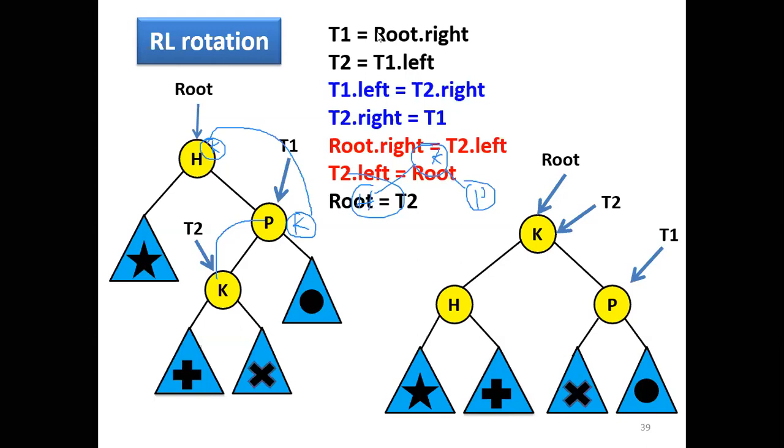So another way to explain this is that you can simply say that this value K can directly replace the position of H, and H can move to the left. So if you do that, we're going to have K replacing here and this moving to the left.